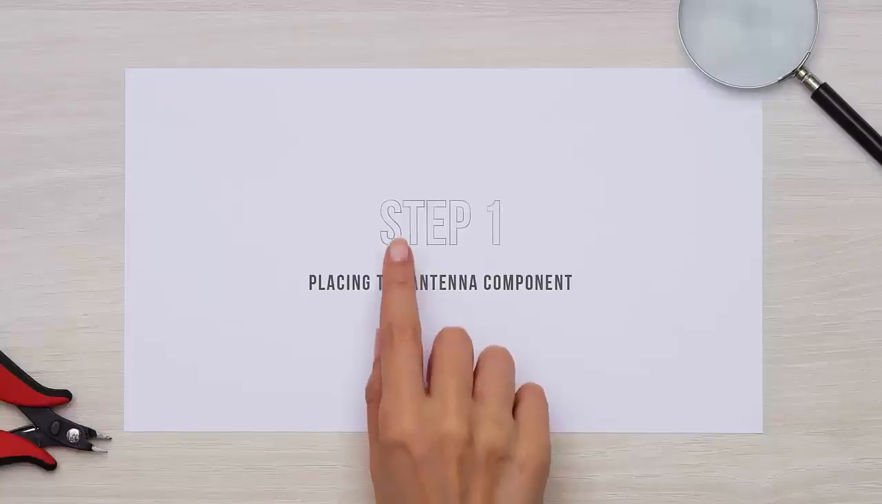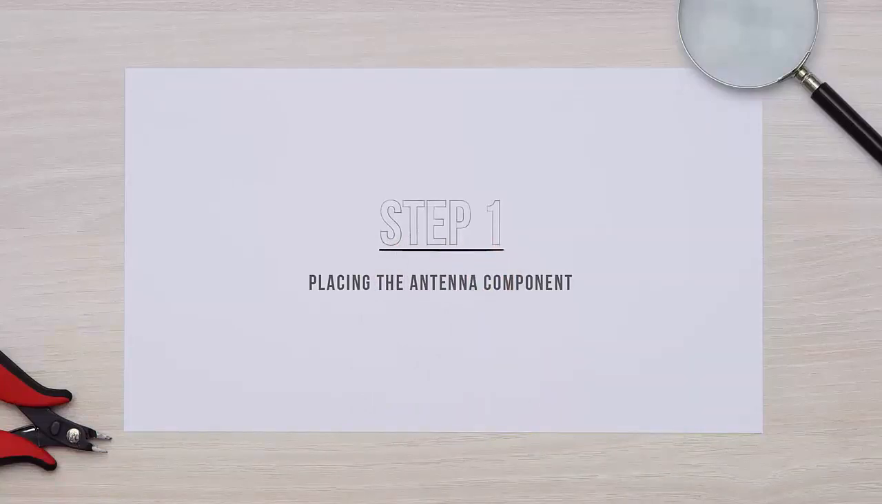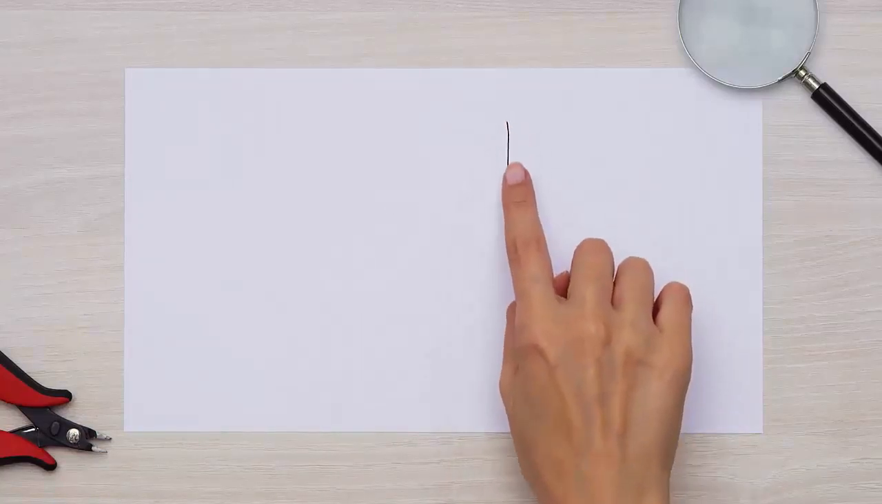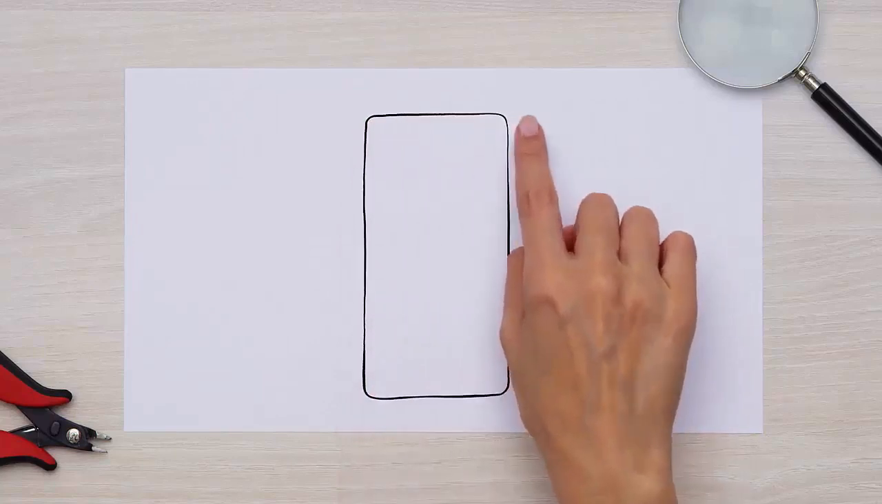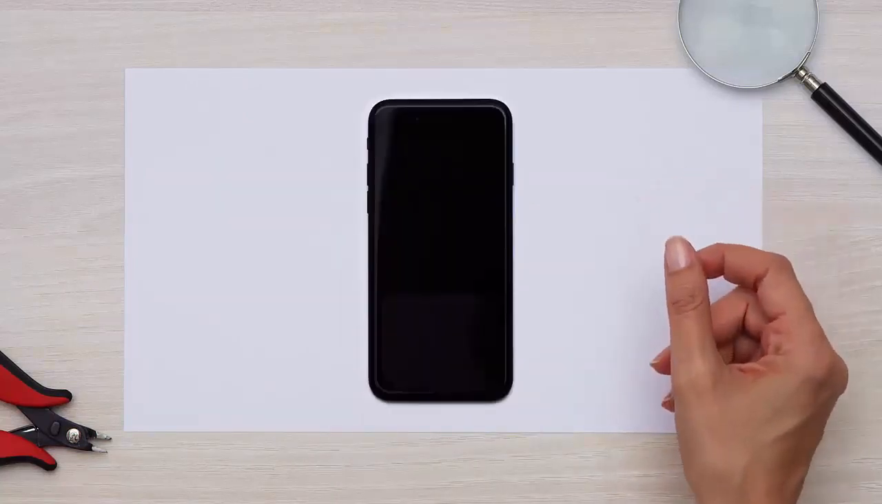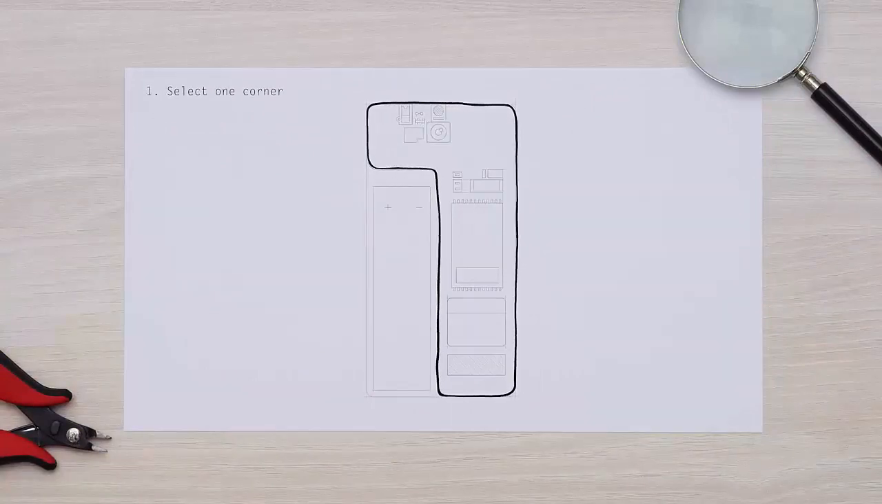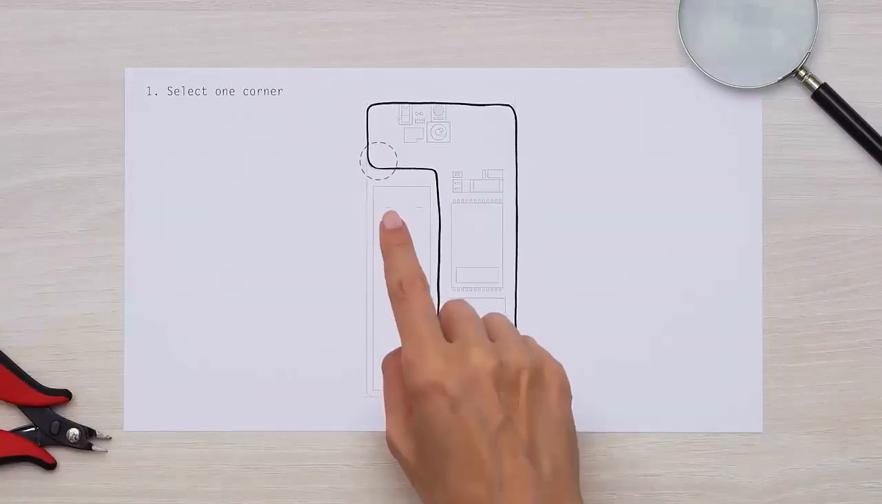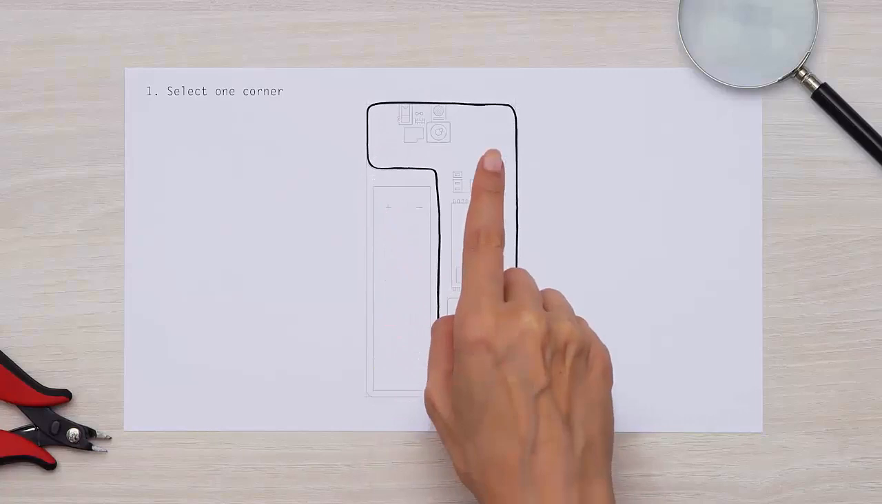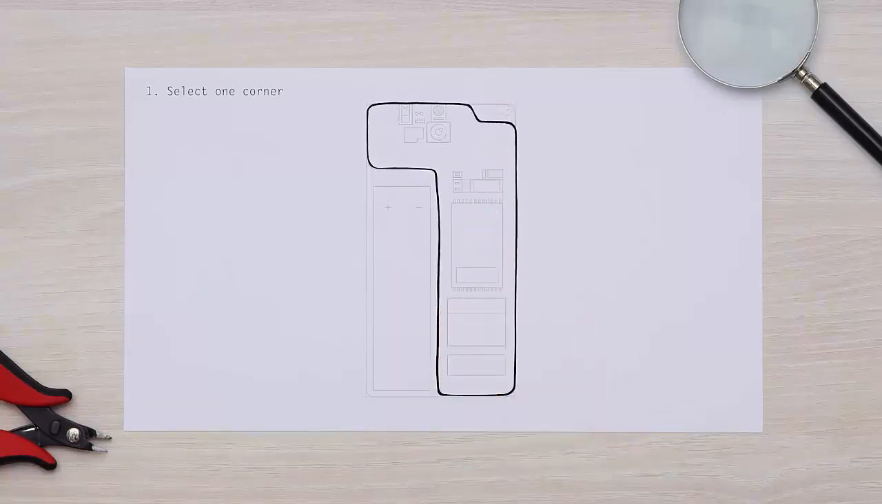Step 1. Placing the antenna component. This is the fantastic device you're working on, and let's say it's a mobile device. The simpler, the better. First of all, pick one outer corner on the PCB. Better take the longest side. Perfect.